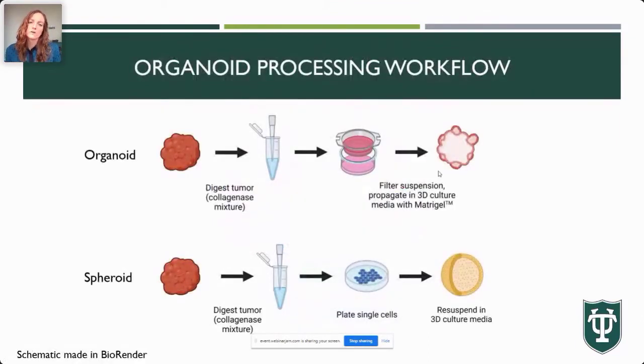And our processing workflow, a very simplistic overview, is we would digest the tumor pieces in a mixture that contained collagenase or something else to break up the extracellular matrix. Through a series of centrifugation and filtration steps, we would propagate the remaining cells in a 3D culture media in the presence or in the absence of Matrigel and generate these organoids. Or we would establish a single cell population or a primary cell line and then generate spheroids from those primary cells grown in 3D culture media.